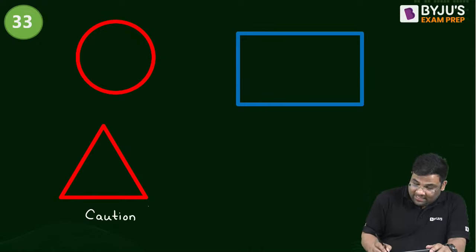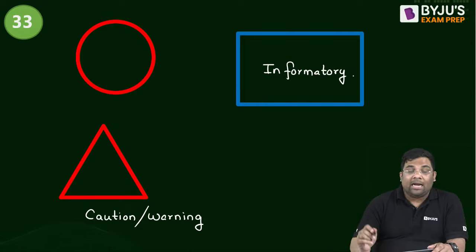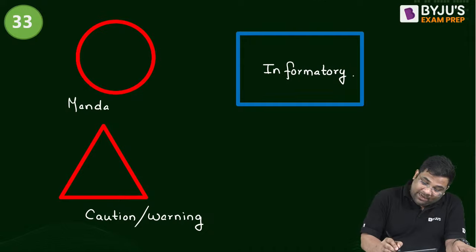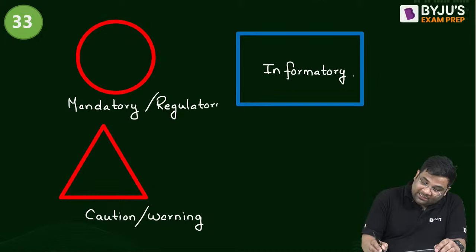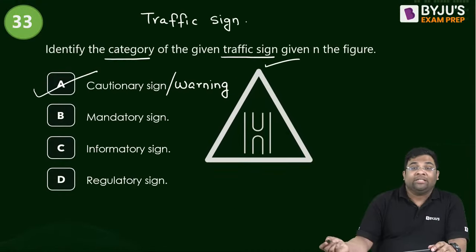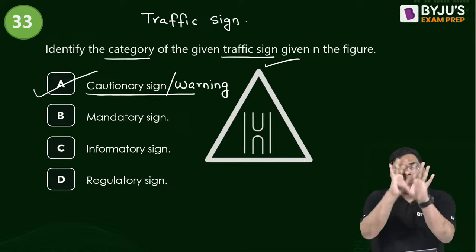caution or warning, it will be inside a triangle. All the informatory signs will be inside a blue rectangle. And all the remaining are mandatory or regulatory, meaning you have to follow them, otherwise you will be penalized. Like stop, no U-turn, one way: these are mandatory. It's not a warning. So from the shape of the sign, we guess that it is cautionary or warning.